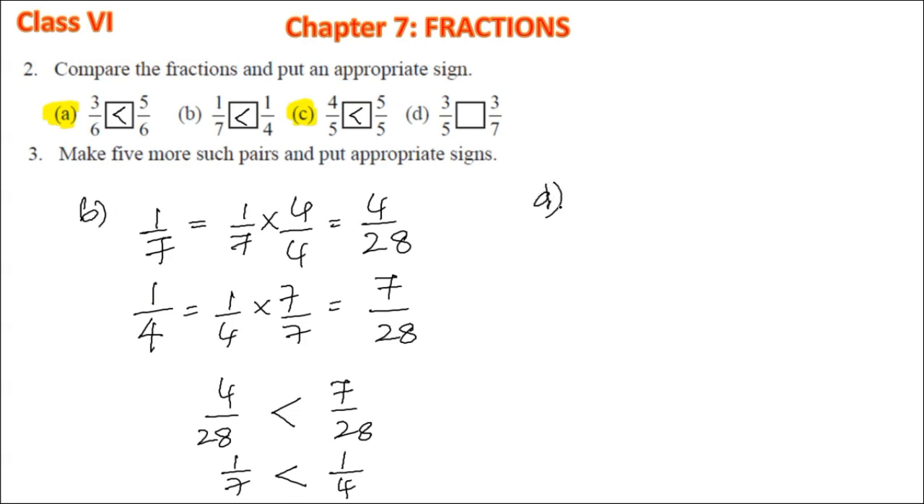For D, if you observe, the numerators are the same. Whenever numerators are same, greater denominator will be smaller and lesser denominator will be larger. So this number 3 by 5 will be larger.